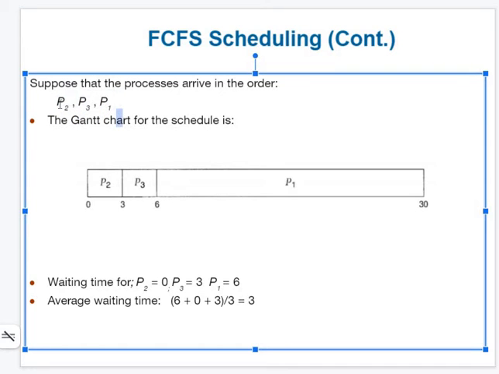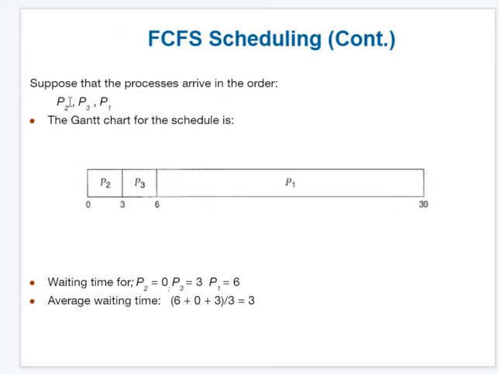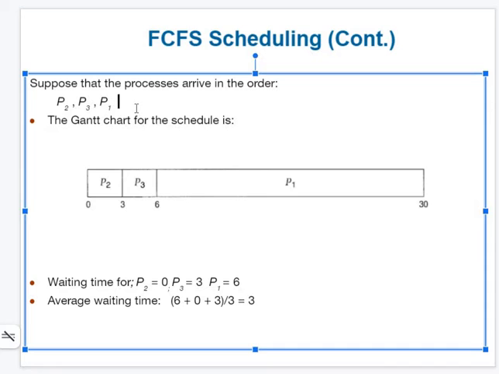So what is the first process to occur? P2. Okay, what is the burst time of P2? 3. So here I will write P2's burst time is 3. Then P3's burst time is also 3. P1's burst time is the longest, that's 24.